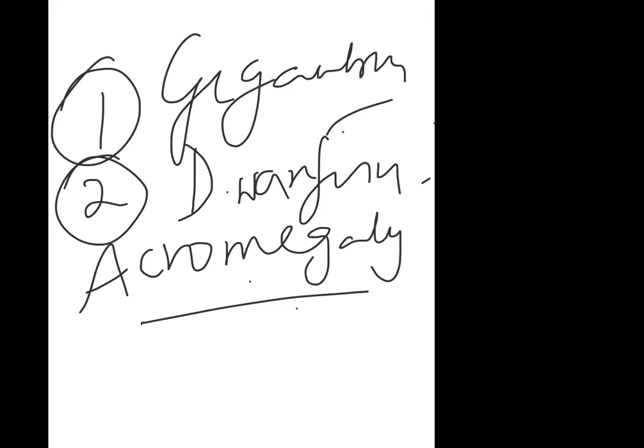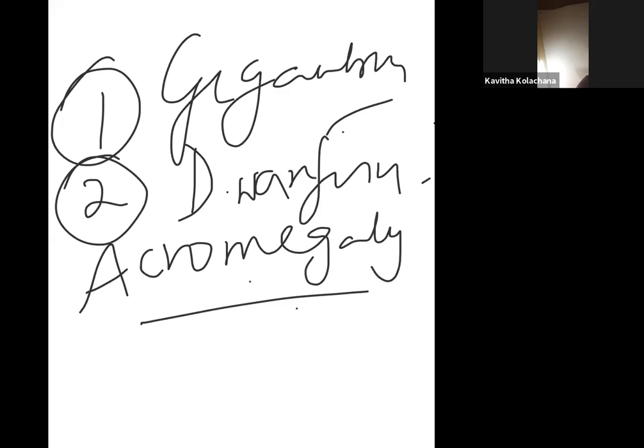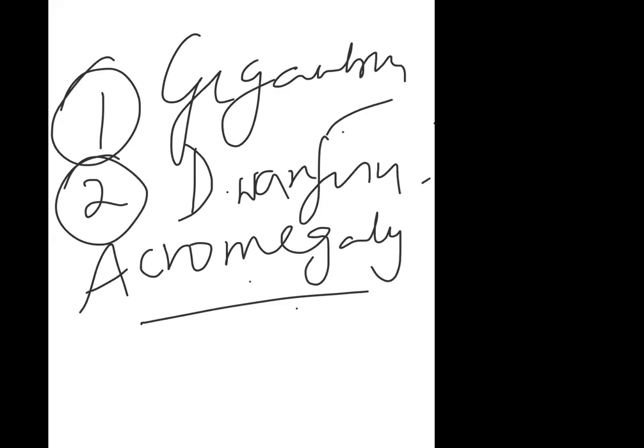Excessive secretion of growth hormone in adults. What does it look like? In acromegaly, there is overgrowth of hand bones, cheek bones, protruded tongue, jaw bones.